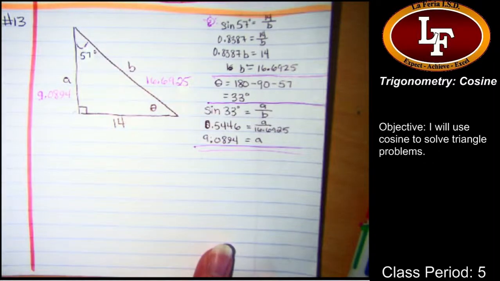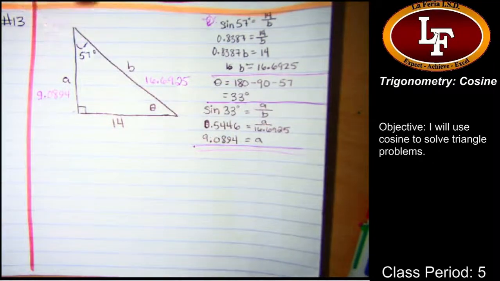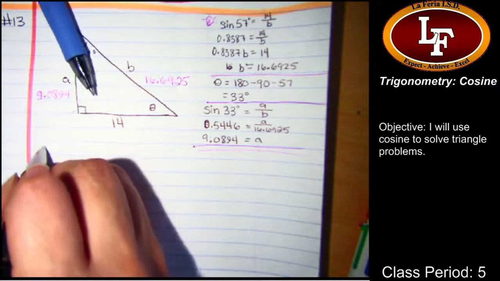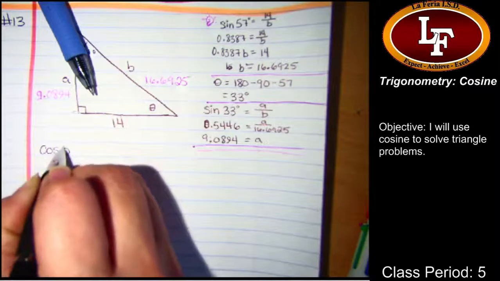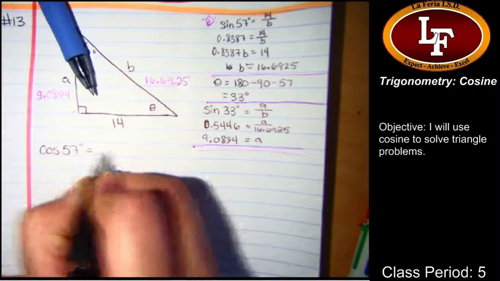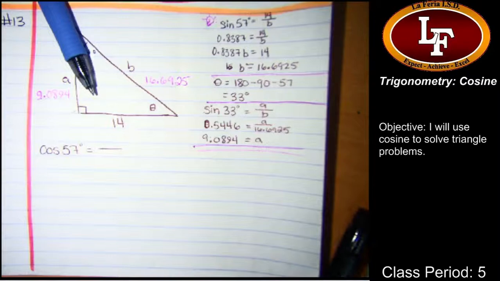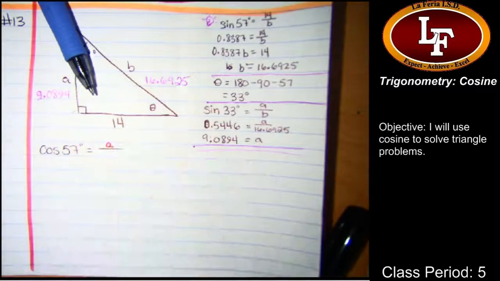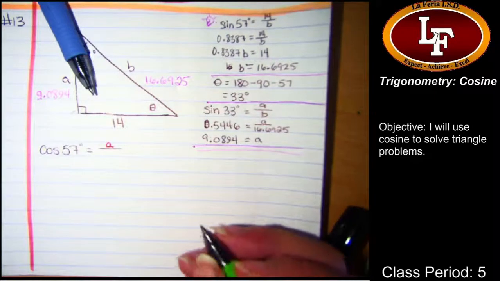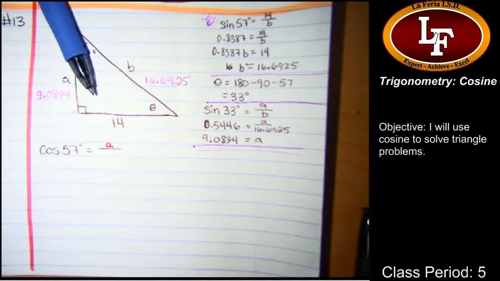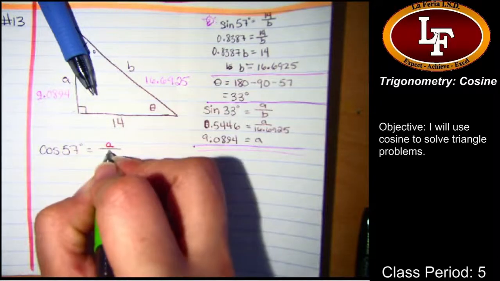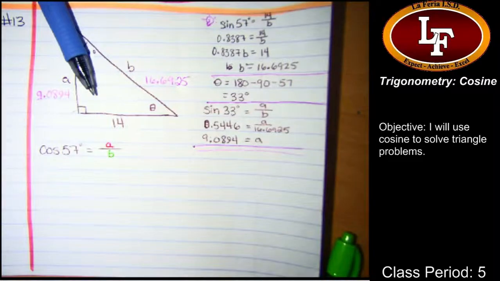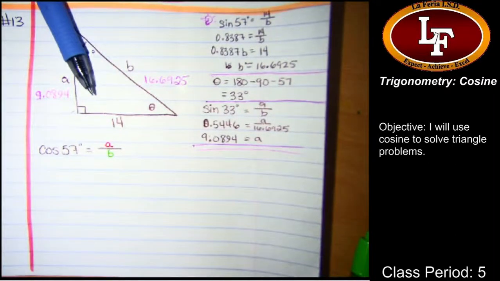All right. Let's say we start with this angle, 57. If we want to use the cosine of 57 degrees, we need the adjacent over the hypotenuse. In this case, the adjacent is A, and the hypotenuse is B. Neither one of those has any measurements, and so we're kind of stuck. We don't really know what to do here.